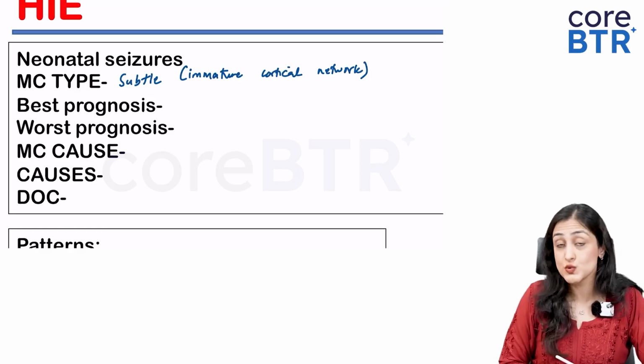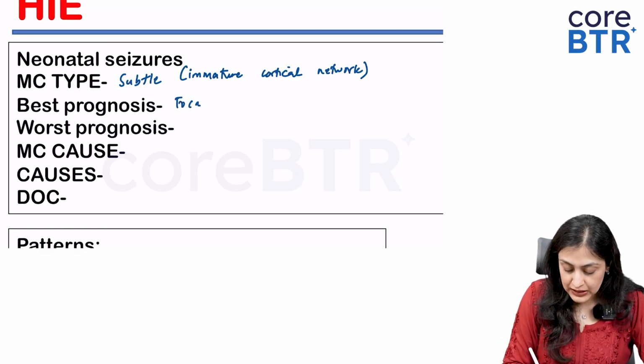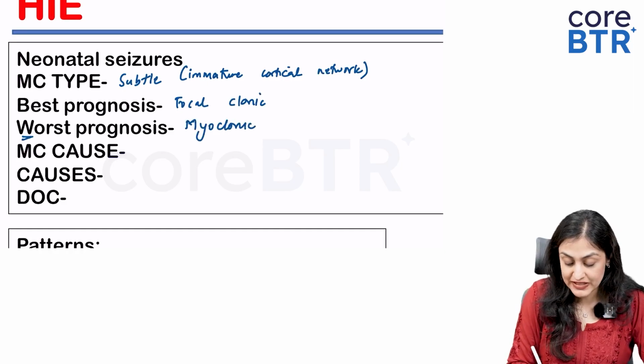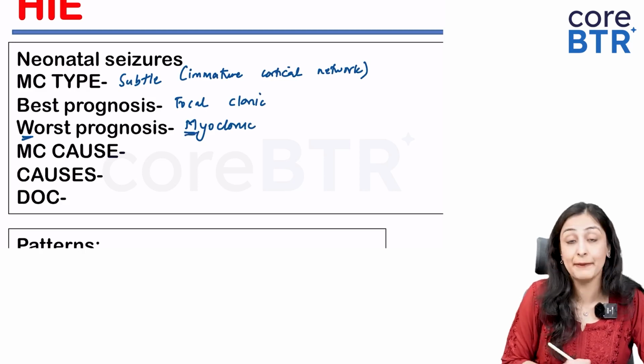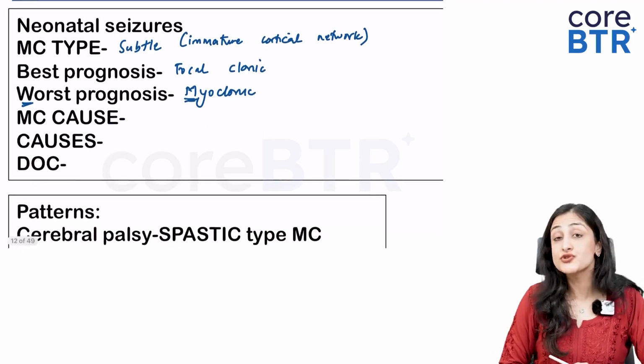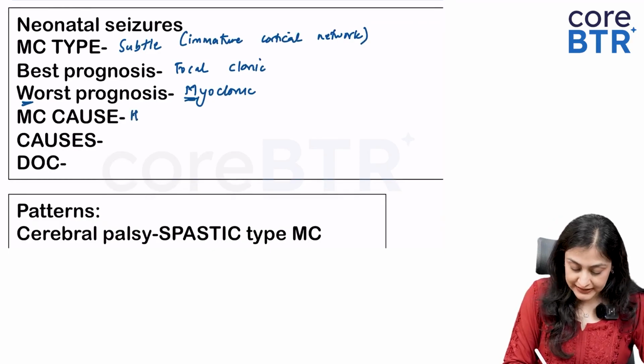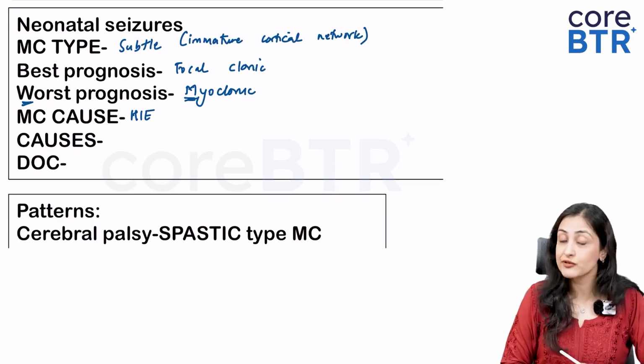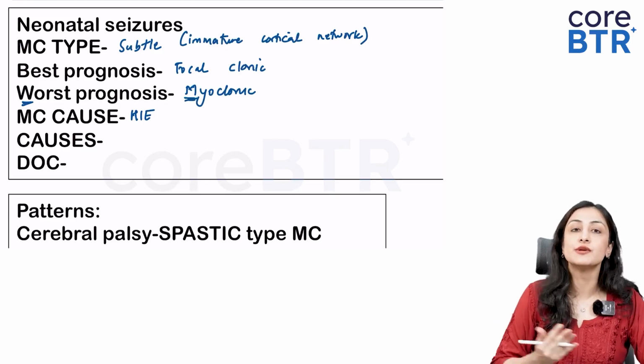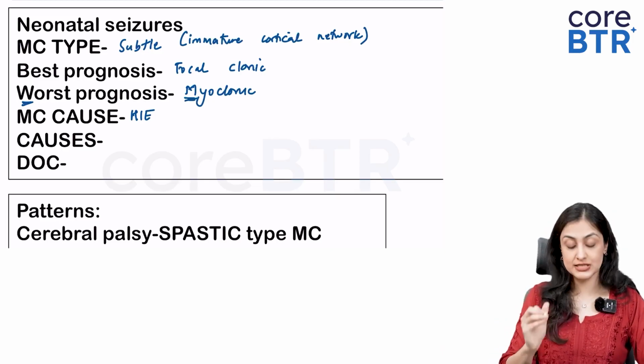The best prognosis is for focal clonic seizures, whereas worst, W becomes M, is myoclonic, right? Because you might mix the two. So you can remember W and M. Okay. Then, most common cause is HIE indeed. So, hypoxic ischemic encephalopathy, hypoxic insult is the most common cause of neonatal seizures.